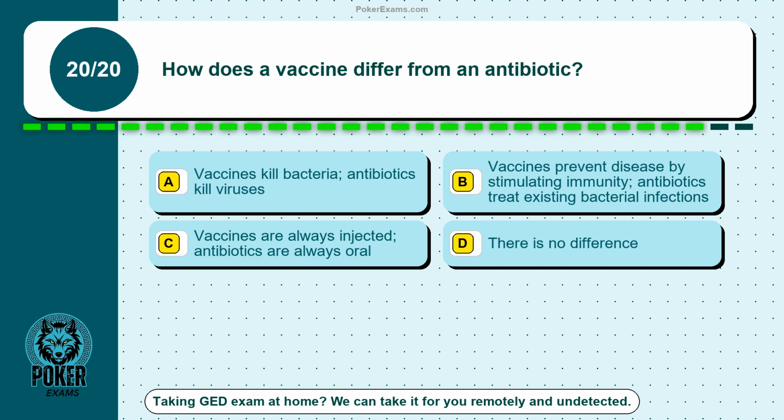Question 20. How does a vaccine differ from an antibiotic? Option A. Vaccines kill bacteria, antibiotics kill viruses. Option B. Vaccines prevent disease by stimulating immunity, antibiotics treat existing bacterial infections. Option C. Vaccines are always injected, antibiotics are always oral. Option D. There is no difference.